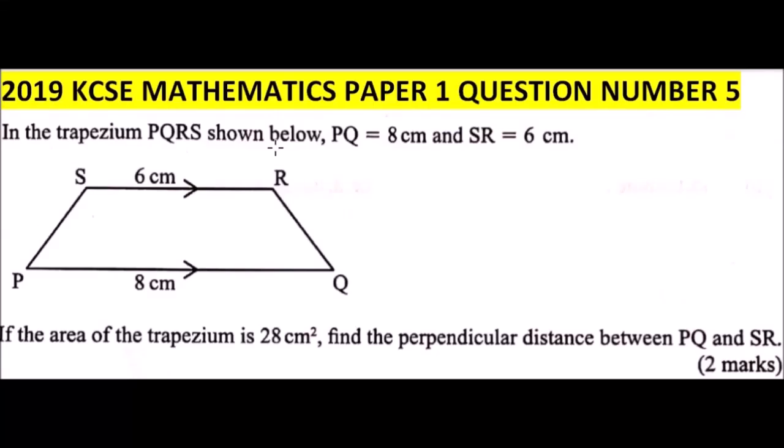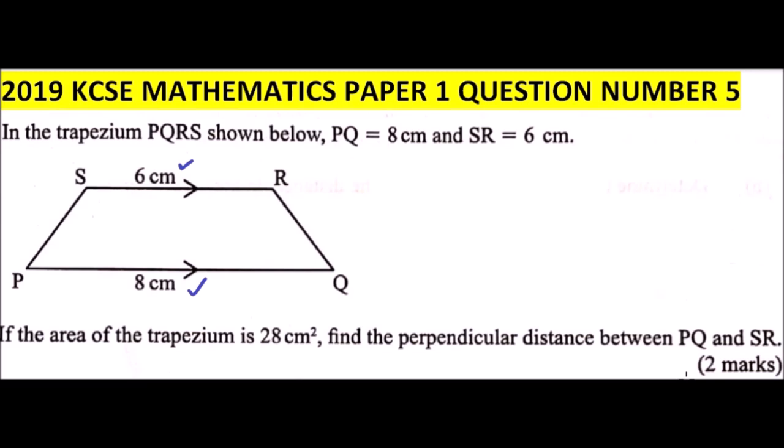This is question number 5, 2019 paper 1, and we are told in the trapezium PQRS shown below, PQ is equal to 8 centimeters and SR is 6 centimeters. If the area of the trapezium is 28 centimeters squared, find the perpendicular distance between PQ and SR. You get 2 marks.